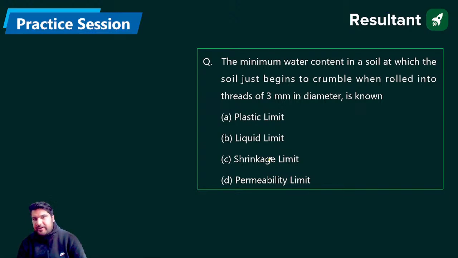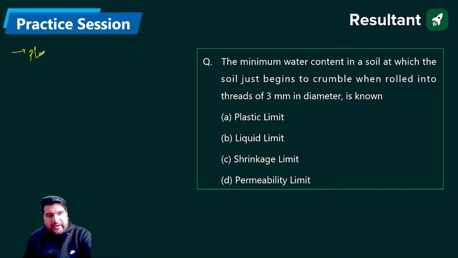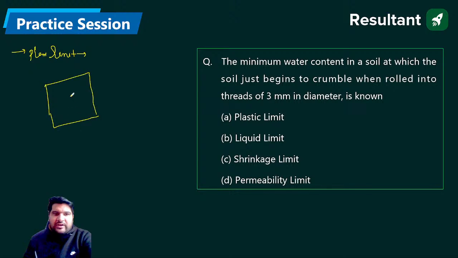So we have the minimum water content in the soil at which the soil just begins to crumble when rolled into threads of 3 mm in dia is known as. For the calculation of the plastic limit, we are following the procedure like that. We are taking the glass sheet. On the glass sheet, we are rolling the soil sample by the hand, like that.